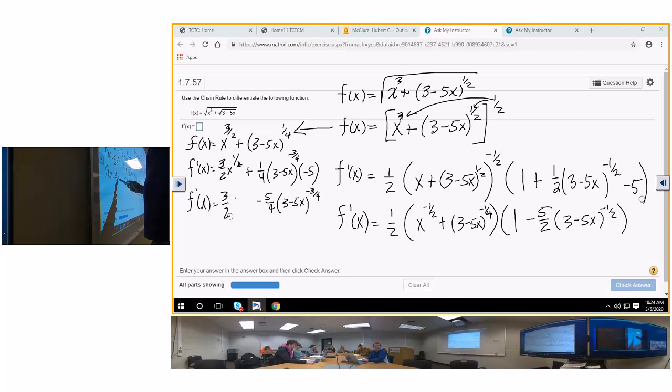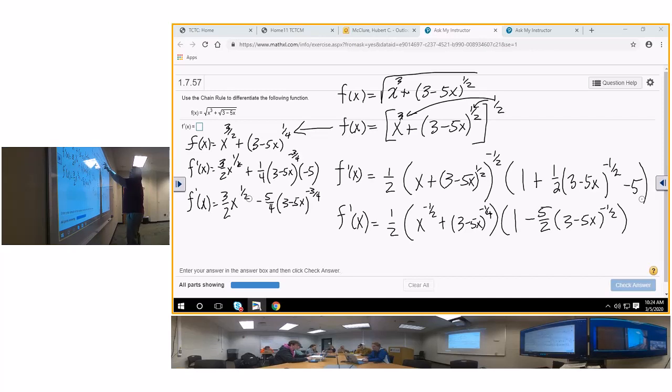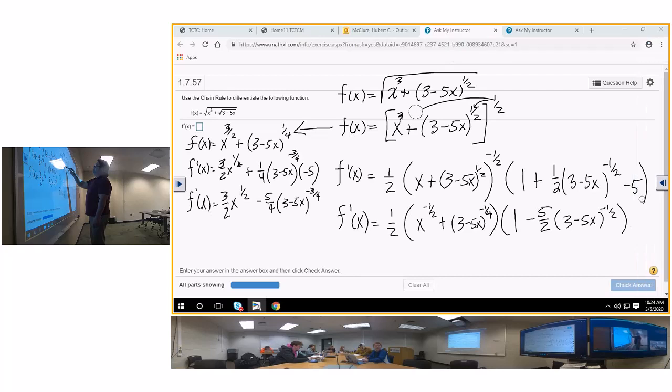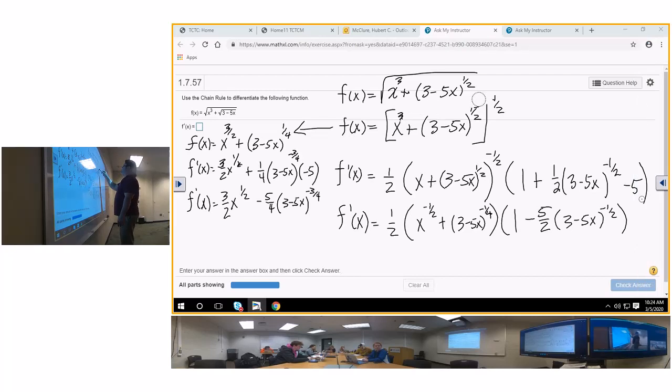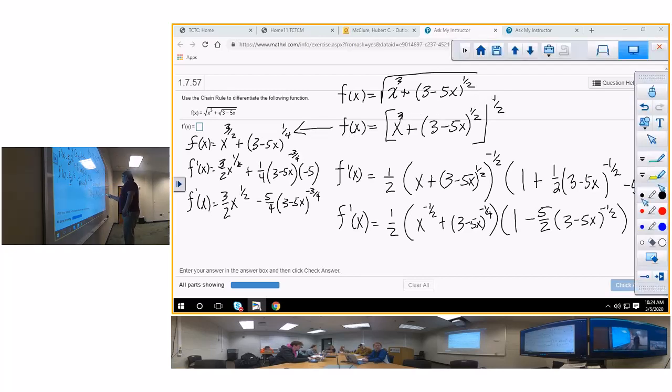3/2 x to the 1/2. Check that and make sure that's right. Now over here, that would be x. Let's see here. Okay, that would be. Now let me erase this because I'm not doing this, and that'll mess me up since I messed up the first one.